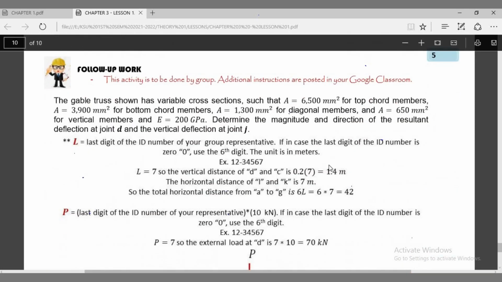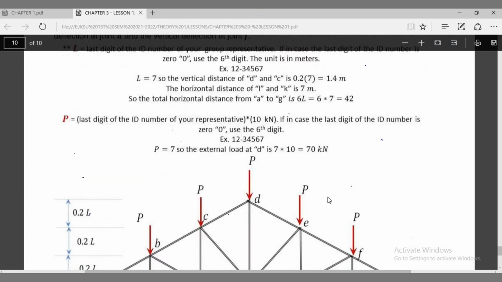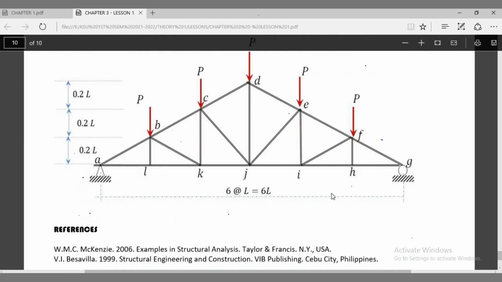For page 5, you have your follow-up work. Again, this is a laboratory exercise. So, group work ito. And there is an instruction indicated there on what are the values for your P and your L.